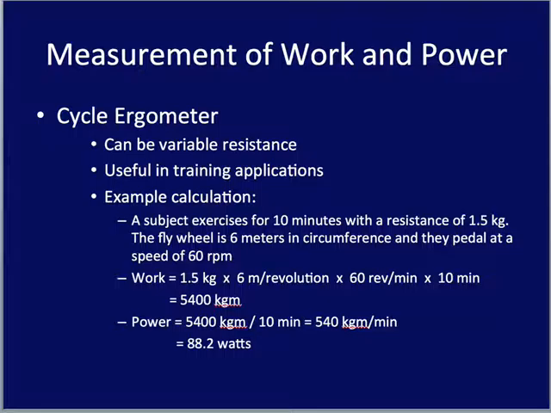So here's an example, and it's straight from the book again. Subject exercises for 10 minutes with a resistance of 1.5 kilograms on the flywheel. All right, there's usually a belt or some type of device that's able to add resistance to the flywheel. And then the distance on it is 6 meters, and they're going to be pedaling at 60 revolutions per minute.